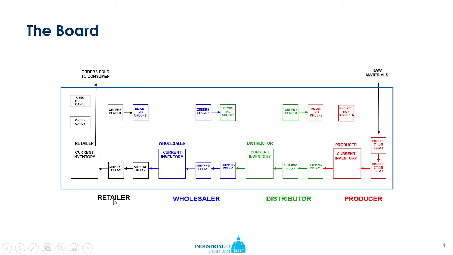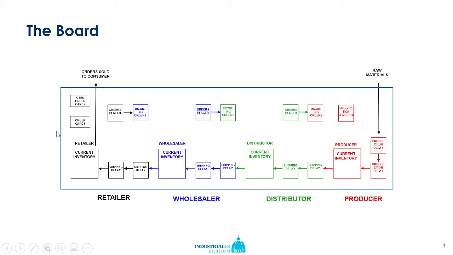What happens here is that the retailer has to fulfill the demand of the customer. The wholesaler has to fulfill the demand of the retailer. The distributor has to fulfill the demand of the wholesaler, and finally the producer has to manufacture products so that he or she can fulfill the demand of the distributor. And for that to work, the retailer will see the demand of the customer. The wholesaler will see the demand of the retailer. The distributor will see the demand of the wholesaler. And finally, the producer will see the demand of the distributor.